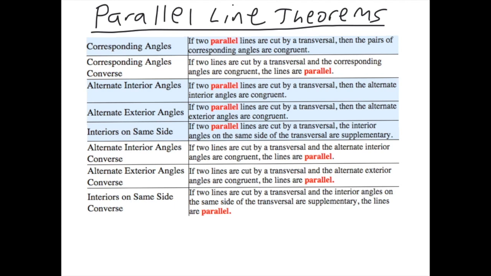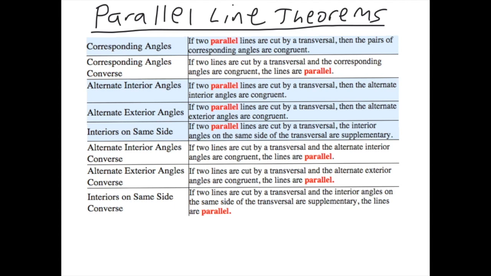So, instead of assuming that we already start off with parallel lines, we're now saying if you have two lines cut by a transversal and the corresponding angles are congruent, then those lines are parallel. And that's also true with the alternate interior and the alternate exterior. And the same side interiors are that if two lines are cut by a transversal and the same side interiors are supplementary, then the lines are parallel. So pretty much what this is saying is if the rules that we've been doing with parallel lines work, then those lines are parallel lines.